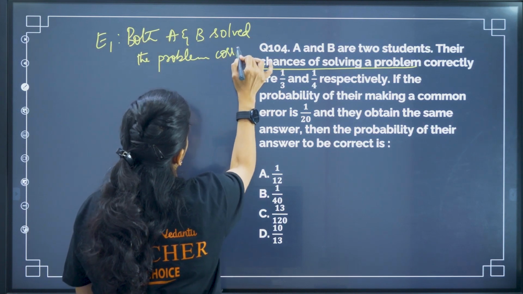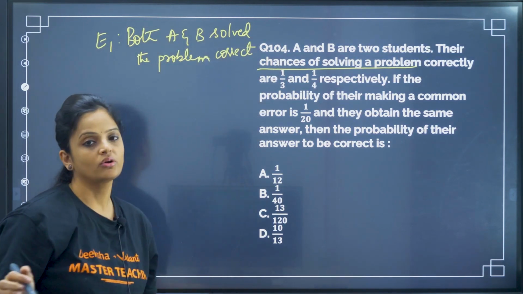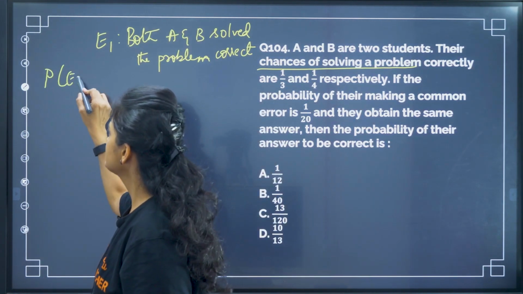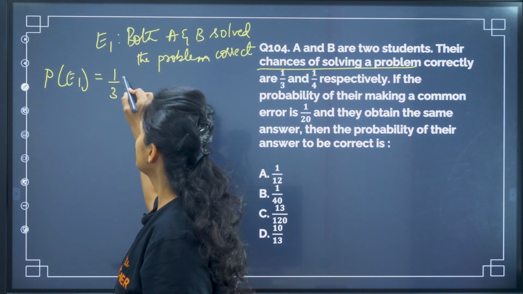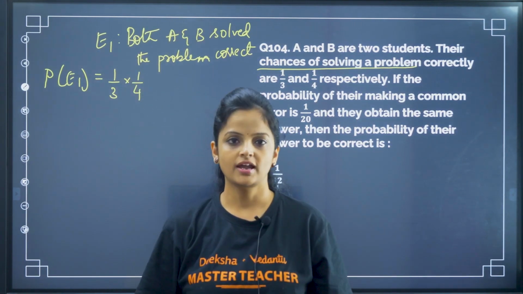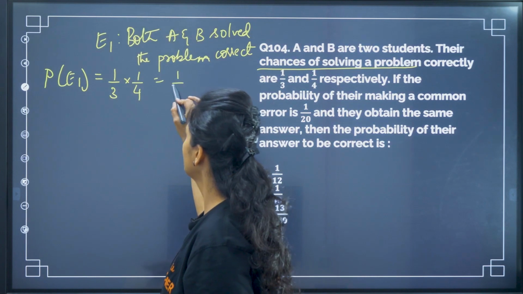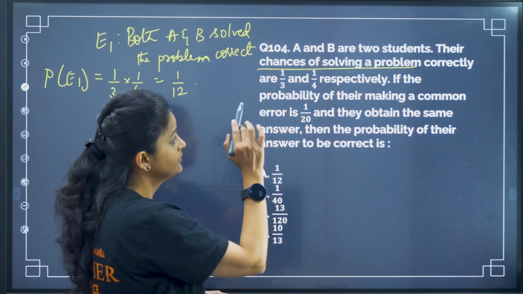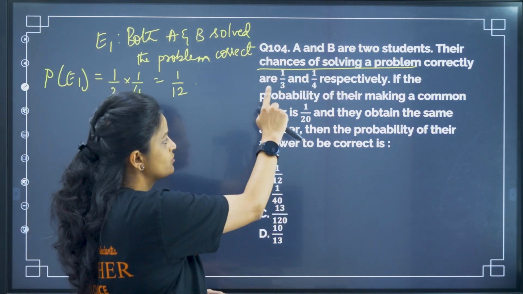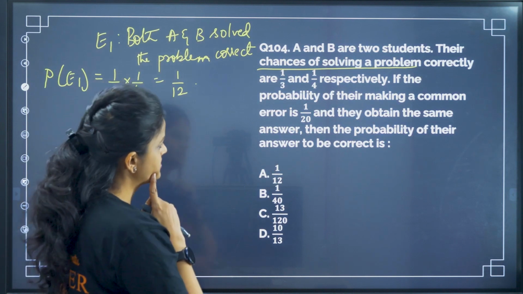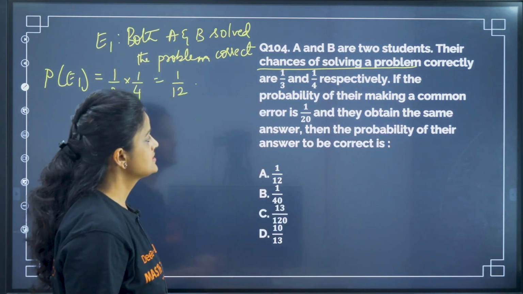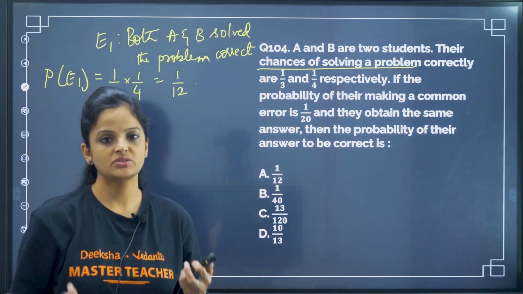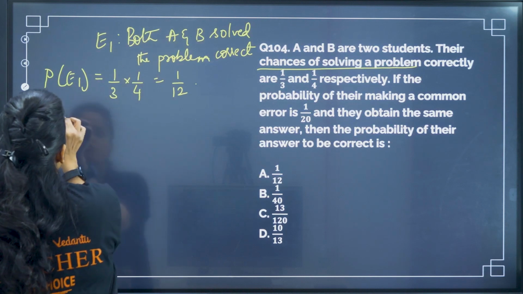Okay. This is Bayes theorem. So very important to take the events and take the probabilities. So P of E1 I'll write. Both are doing it correctly is 1 by 3 and 1 by 4 they have given in the question. So it will be 1 by 12. Fine. Let's continue. If the probability of their making a common error is 1 by 20, and they obtain the same answer, then the probability of their answer to be correct is what? This is the question.